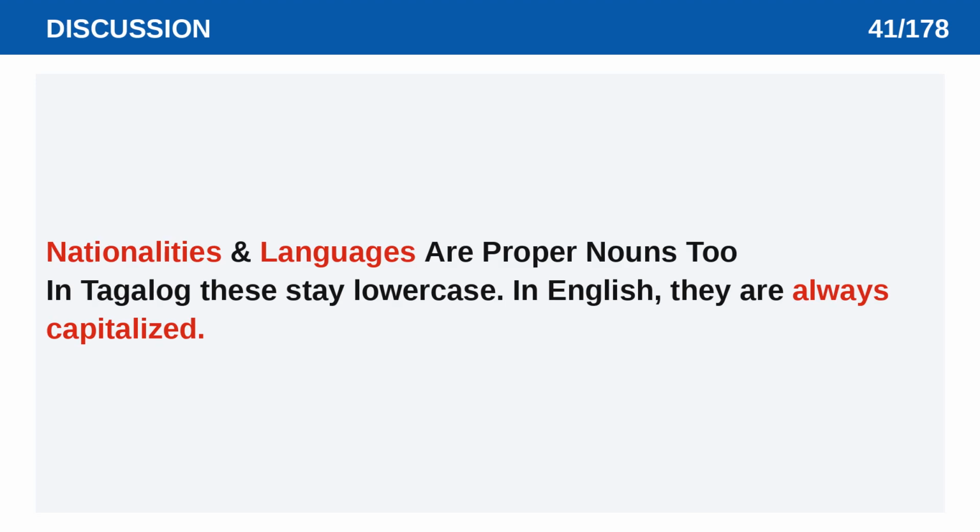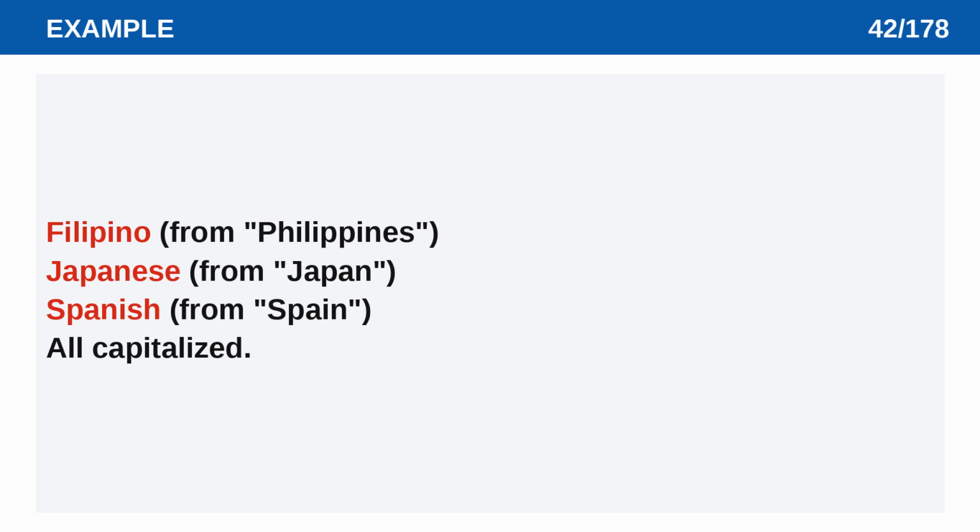Nationalities and languages are proper nouns too, because they come from the name of a specific country. This is one of the most common mistakes for Filipino learners of English, because in Tagalog these words are not capitalized. In English, they always are. Let's slow down on this one. Filipino, Japanese, and Spanish are all proper nouns, because they come from the country names, Philippines, Japan, and Spain. So we always write them with a capital letter.